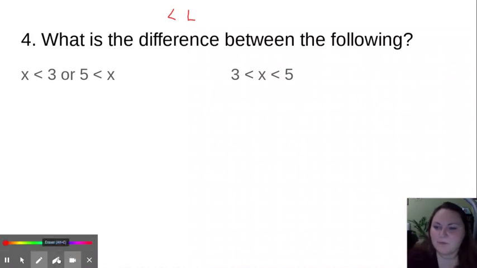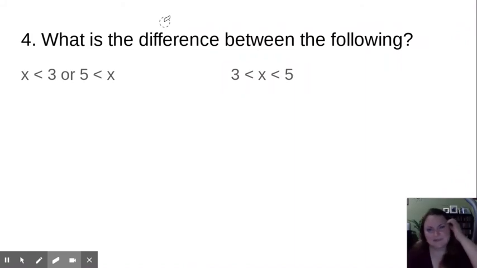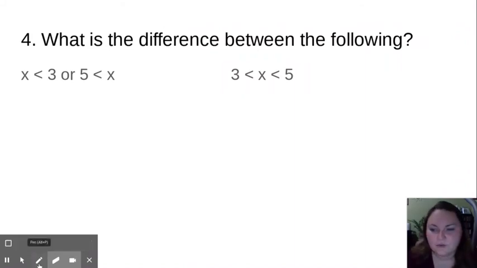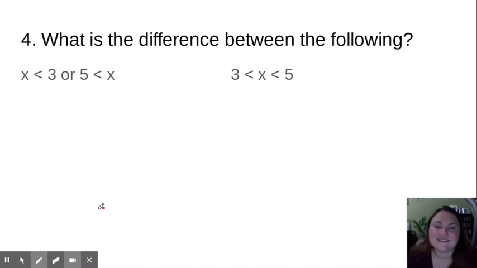But multiple students missed questions because they had those inequality signs backwards. So make sure you do whatever you need to do to keep track of which one's which, because that's going to be really important to understanding these problems. So this one over here is telling us x is less than 3 or 5 is less than x. And then this other one, we've got 3 is less than x, which is less than 5. Again, I'm going to have you go ahead and try answering this question. What is the difference between the following?